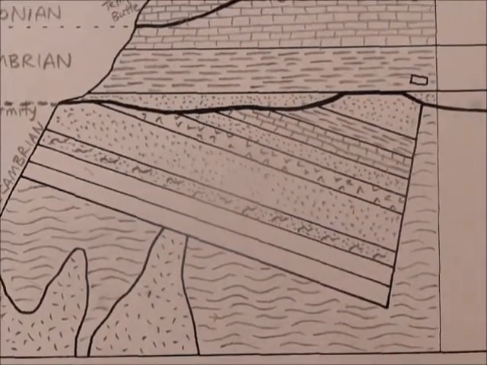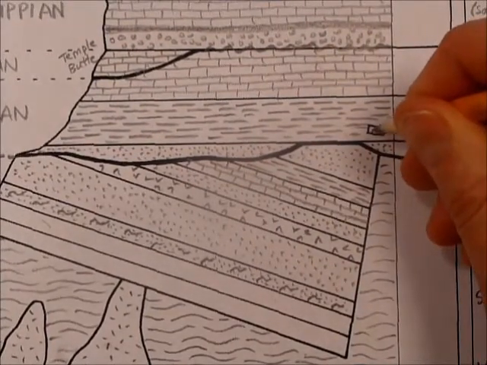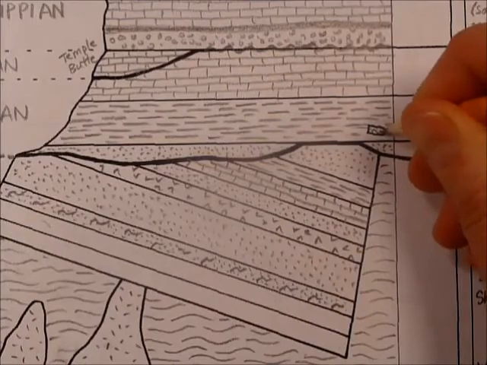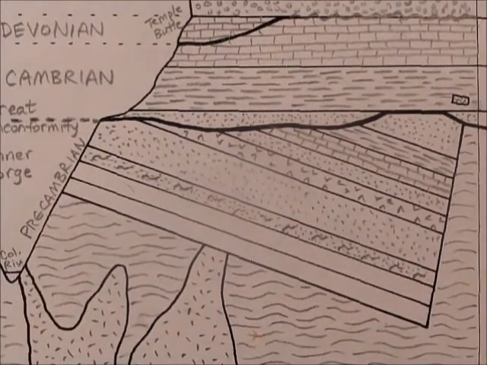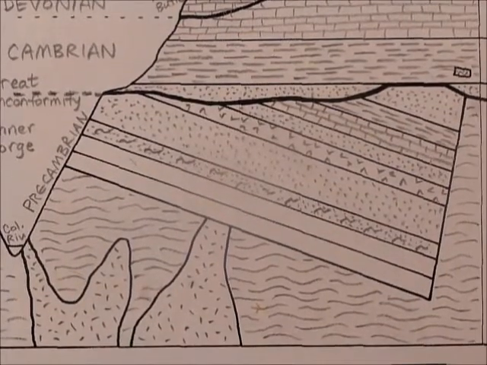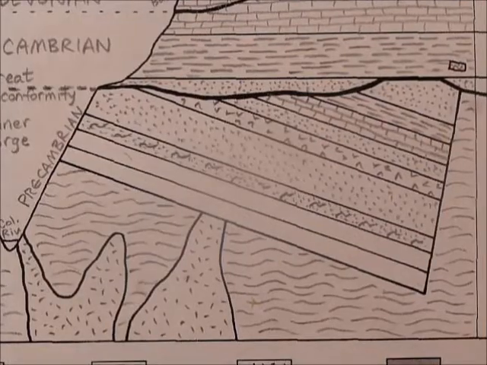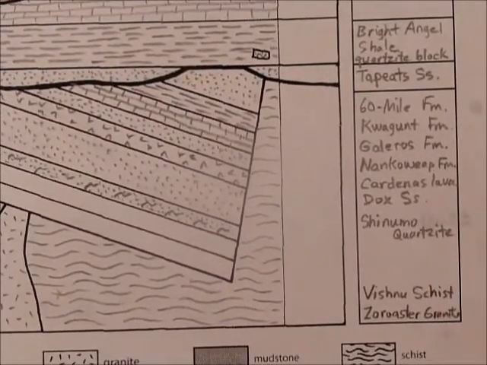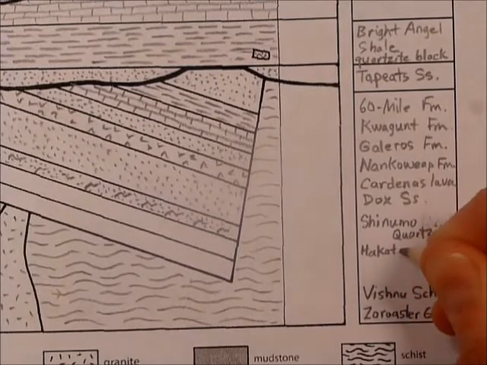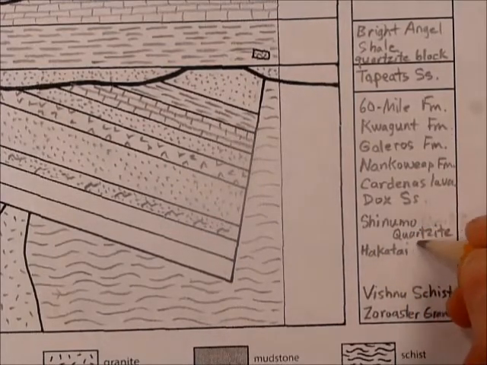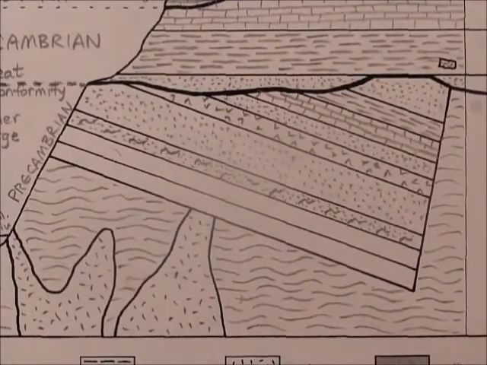And then the other place we find quartzite is right here. If you want to put a little tiny wavy line in there, you can. A couple little dots. Or not. It's up to you. And the next to last layer is called the Hakatai or Hakatai Shale. H-A-K-A-T-A-I. Hakatai Shale. And you know, pattern for shale.